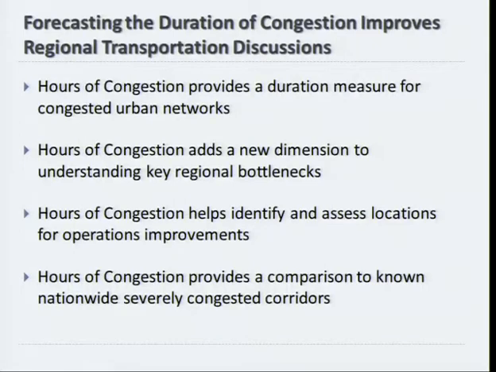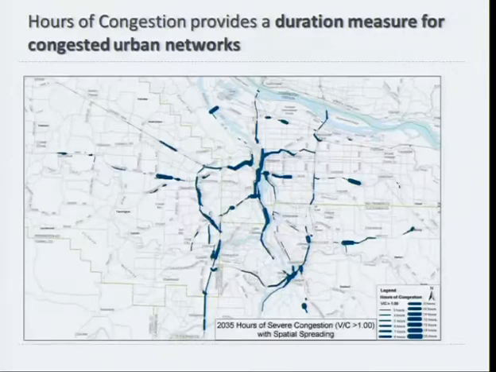How we used it, it gives us a good measure of duration of congestion. It gives us a new look on bottlenecks and understanding of bottlenecks. It helps us identify and assess locations of operational improvements. And we can now compare Portland to other regions as far as duration of congestion. There are national report cards out there that have this as one of their performance measures. This gives us this information for the Portland area. Let's talk about these.